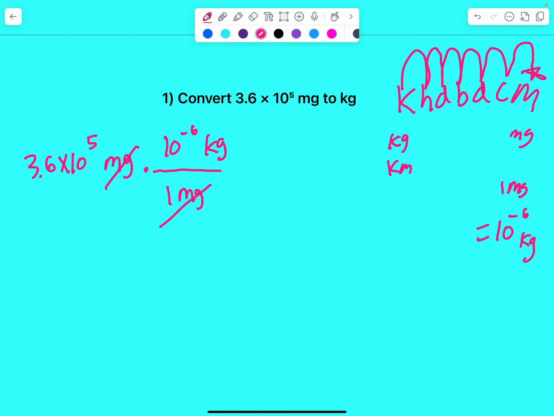These cancel out. And when I plug this in on my calculator, take your time with it when plugging it in. I know some calculators require parentheses on the TIs, so just be careful with that. But when you multiply that all, you're going to get 0.360 kilograms. You just say 0.36 if you want to be technical for sig figs. So this would be your answer.